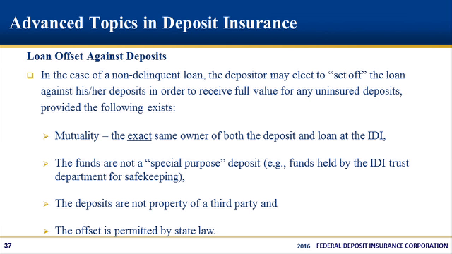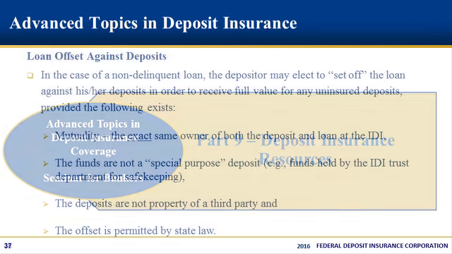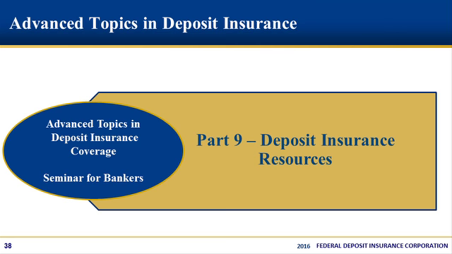For example, funds that are being specifically held by the bank trust department for safekeeping. 3. The deposit is not the property of a third party. And 4. The offset is permitted by state law. Part 9, Deposit Insurance Resources.